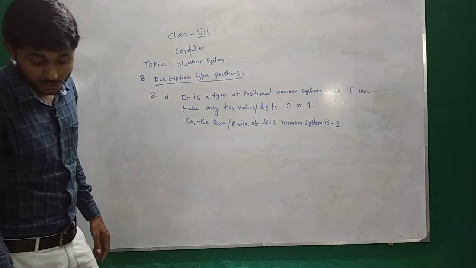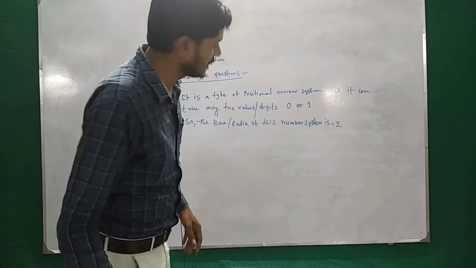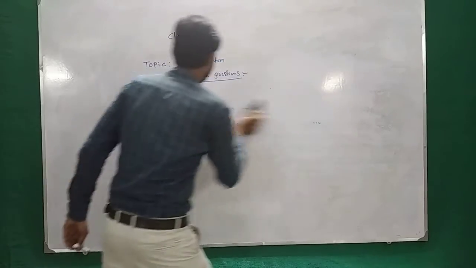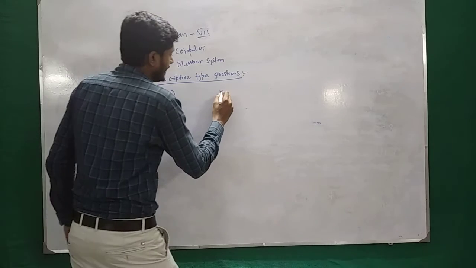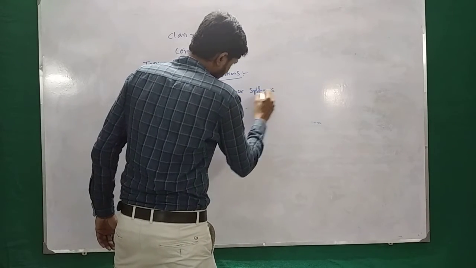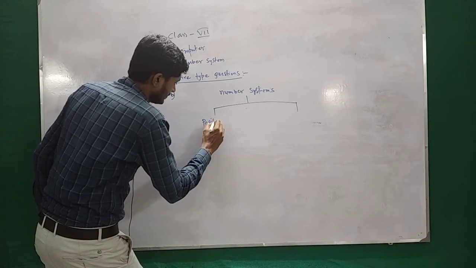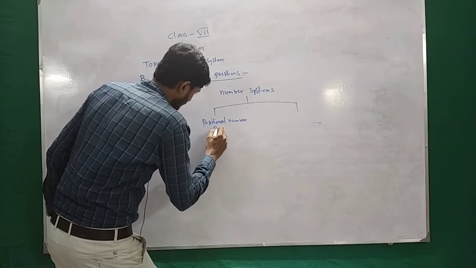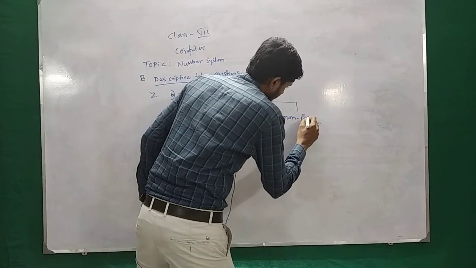Next question is, what are the different types of number systems? Question number B. So different types of number system. We know that number systems are basically divided into two types, that means positional number system and non-positional number system.